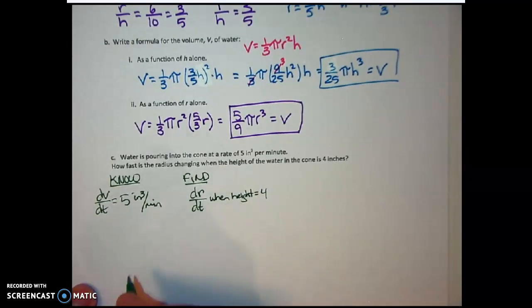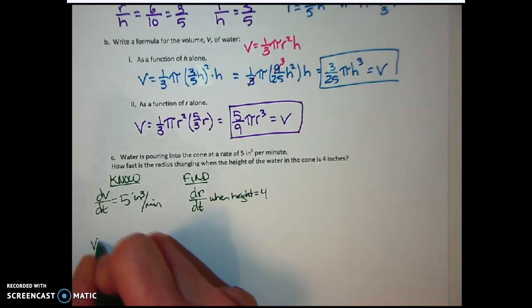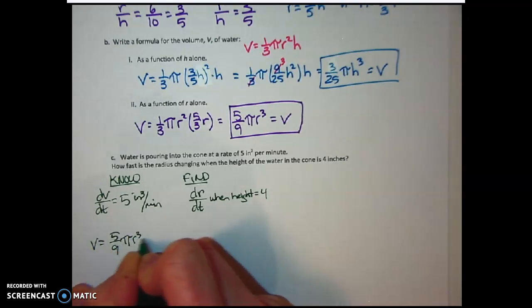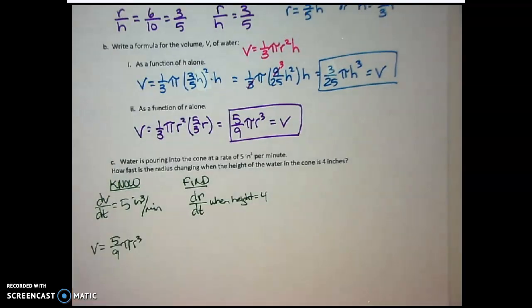Since we have to find the rate of change of the radius, we need the equation that has just the radius in it. So the one from right above, the volume equals 5/9 pi r cubed. So now go ahead and pause the video and differentiate that and substitute in everything that you know, and come back if you run into a problem.